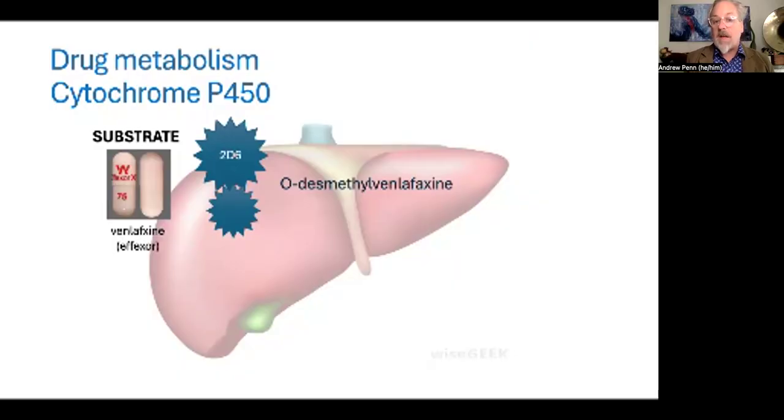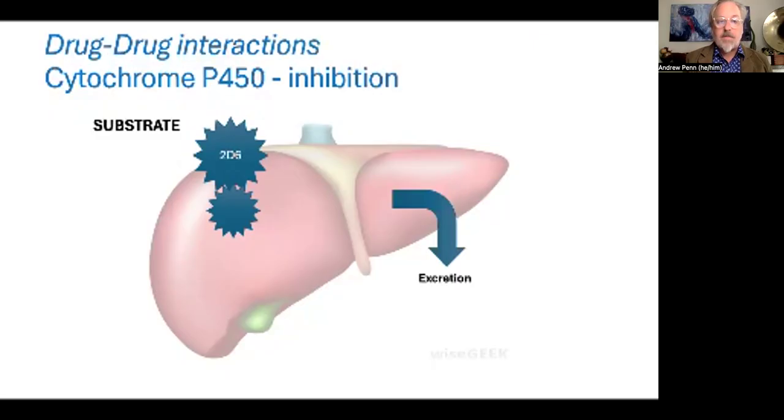O-desmethyl-venlafaxine is sold actually as the drug Pristiq. So it is an active metabolite of venlafaxine, and then that is excreted out in the urine. Let's take another example and look at how these interactions play out. So when we talk about drug-drug interactions, this is what we're talking about.